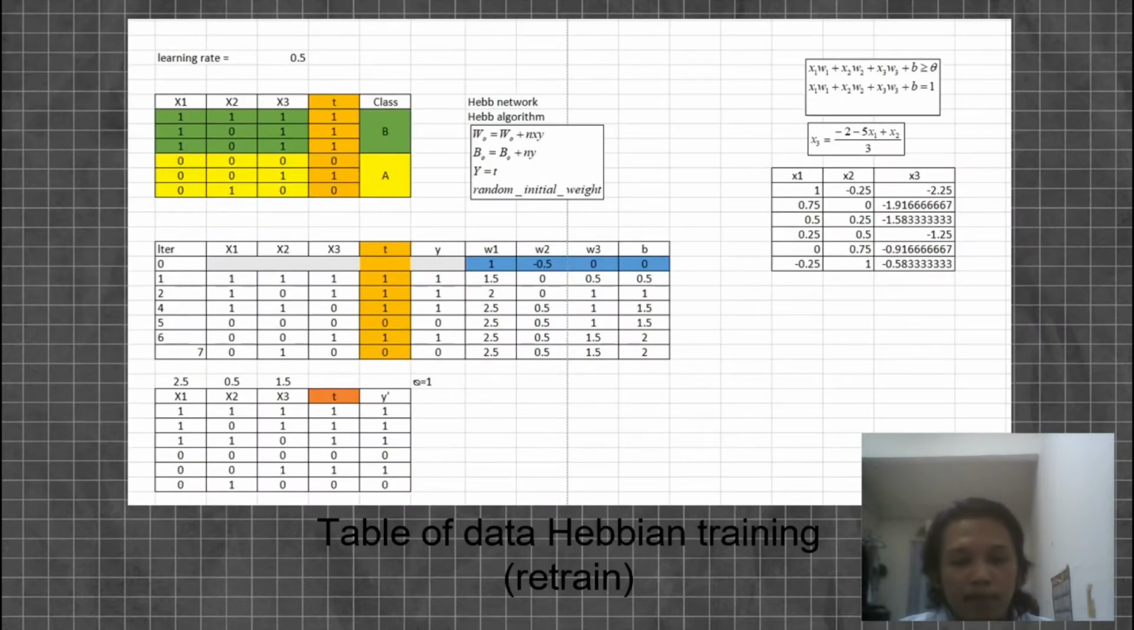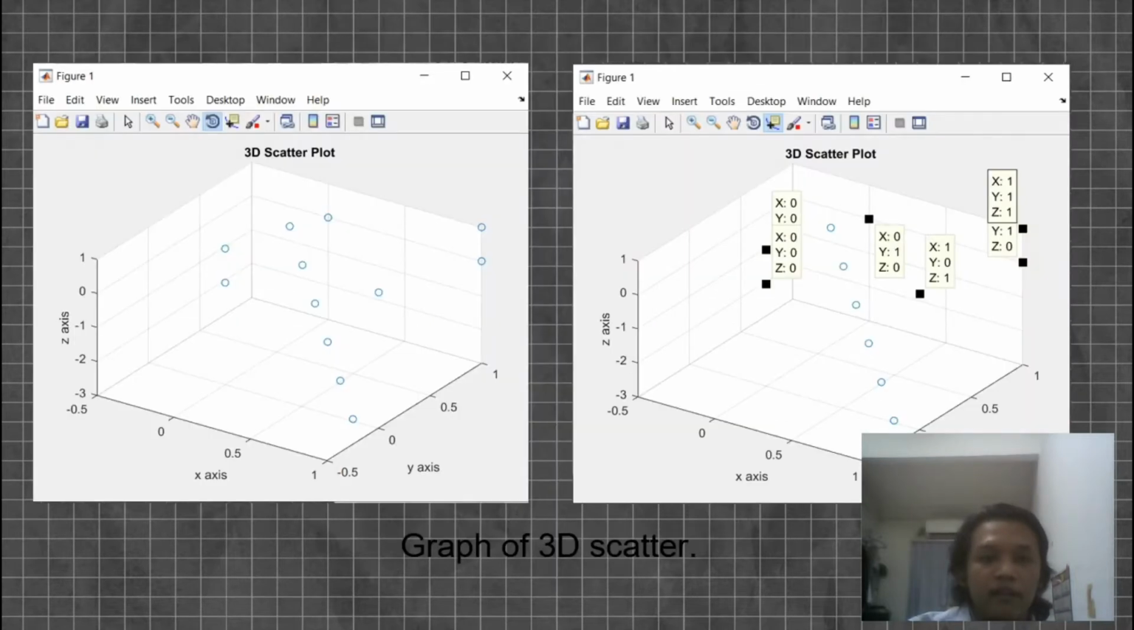Moving to the next part, the table of data for Hebbian training, retrained version, which means that we have retrained it. As we can see, it is a bit different from before retraining. The graph of the 3D scatter is also different.